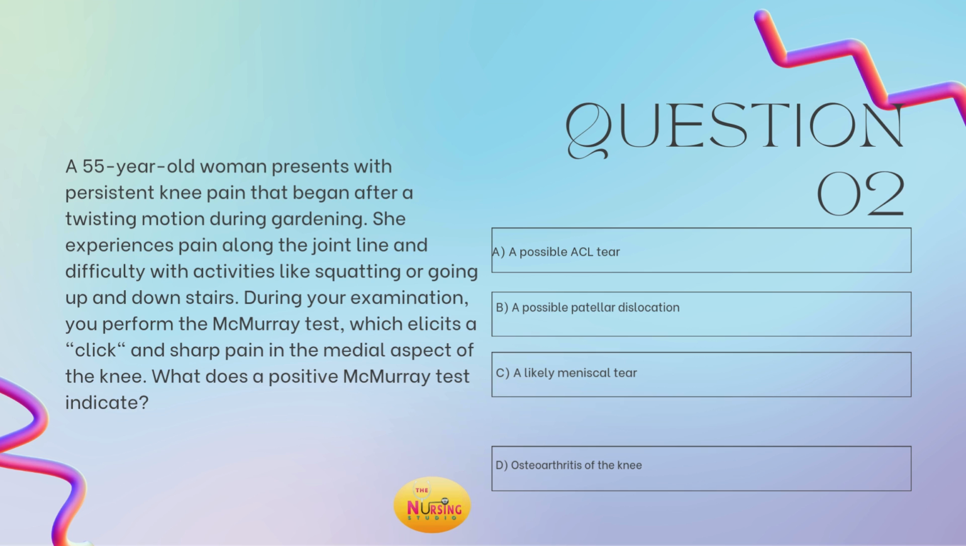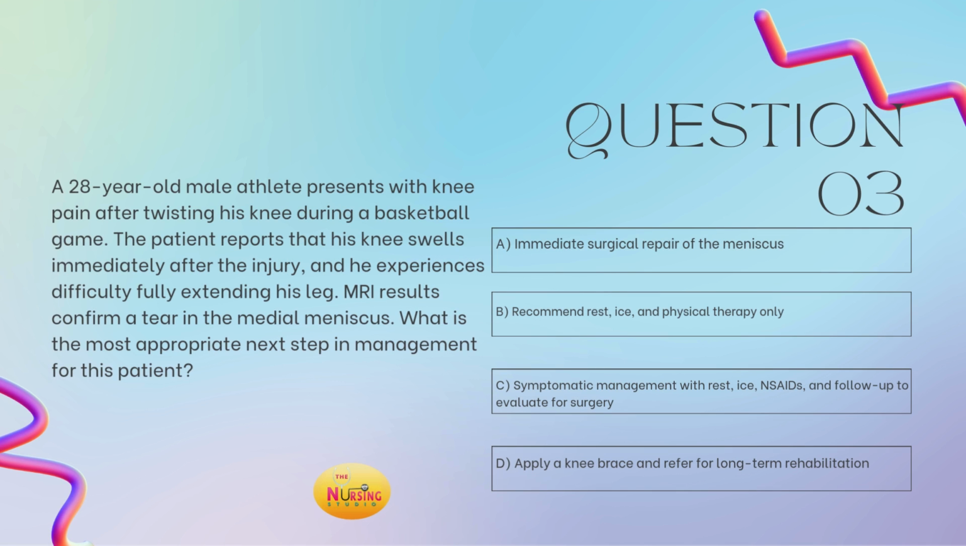Remember the test that you do for specific diagnoses. So for meniscal tears, we do the McMurray's test. That click and popping are all key indicators of positive findings on those exams as well, okay? C, a meniscal tear. All right, and lastly, question number three.